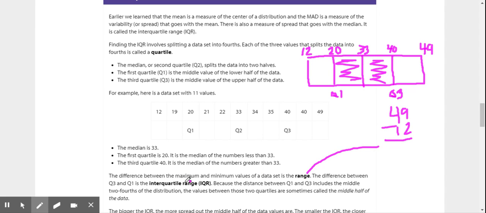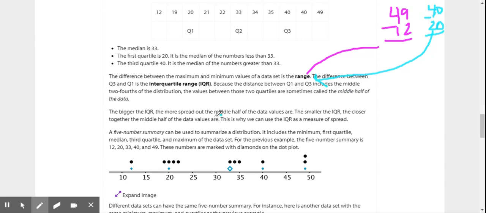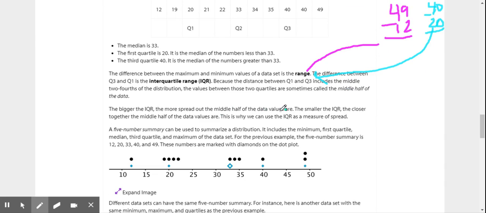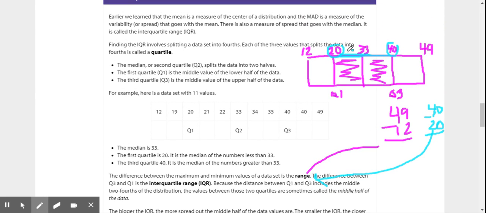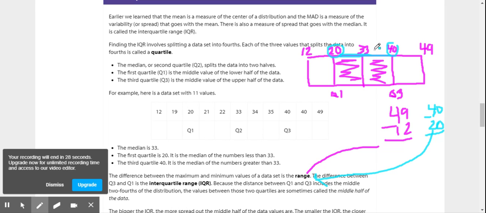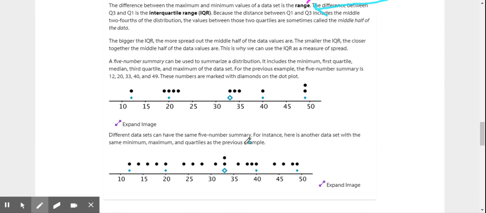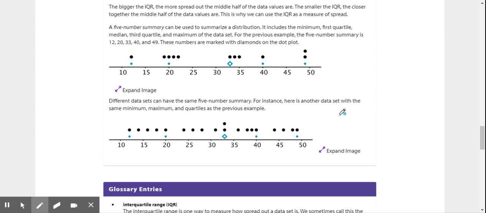They also talk about the interquartile range, so I'm going to color this a different color. That means that they're going to take the difference between this number and this number, so within this range right here. So they would take 40 minus 20 to get the interquartile range. The bigger the IQR, the more spread out the middle half of the data values are. So that makes sense. If this is within 20, you could have a range that is a lot more, but with different data. There are all different parts to this, and I do recommend that you read through it.